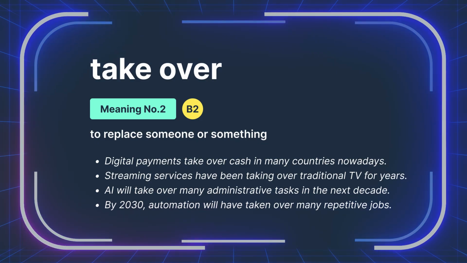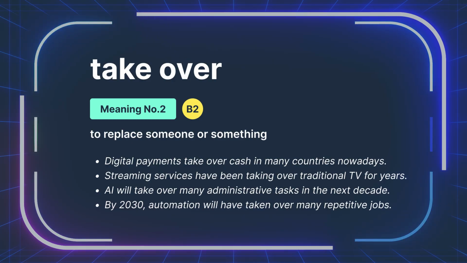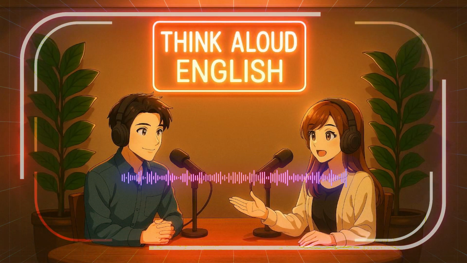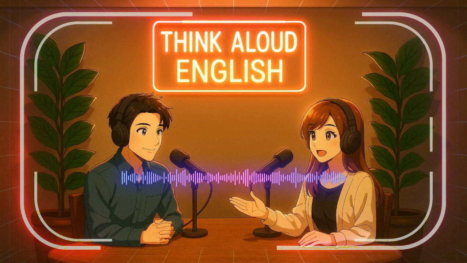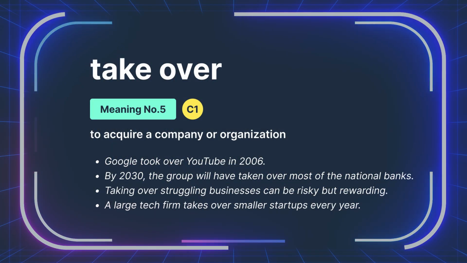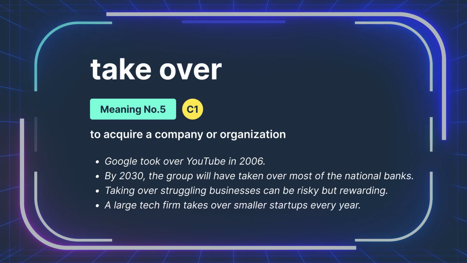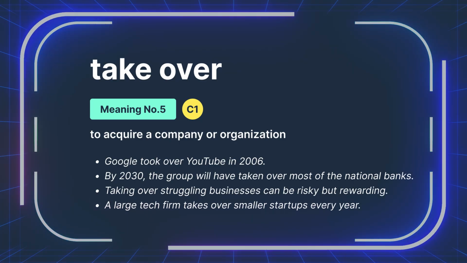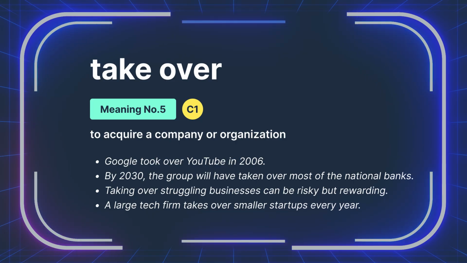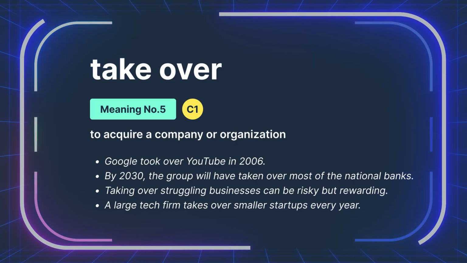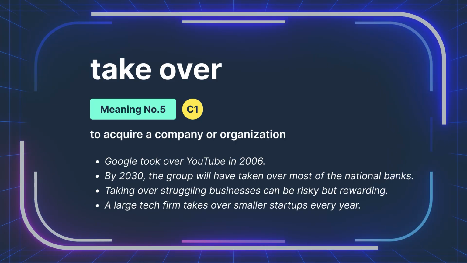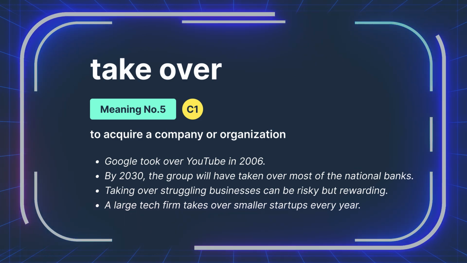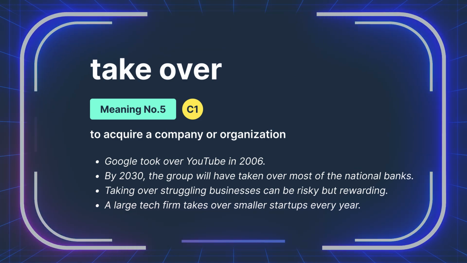Pretty much. But replacement isn't always gradual or societal, is it? Sometimes it's sudden, strategic, purely financial. Which brings us to meaning number 5, C1, quite common. To acquire a company or organization. The business world. Yes, the corporate meaning. This is about gaining control, usually through a strategic buyout, buying up shares, the classic example everyone uses. Google and YouTube. Still the one. Google took over YouTube in 2006.